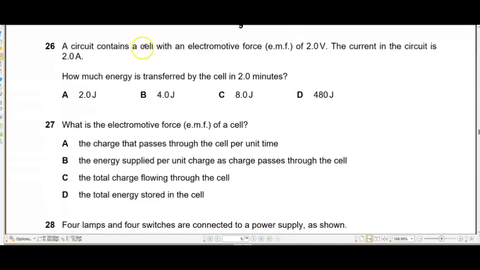Question number 26. A circuit contains a cell with an electromotive force of 2 volts. The current in the circuit is 2 amperes. How much energy is transferred by the cell in 2 minutes?